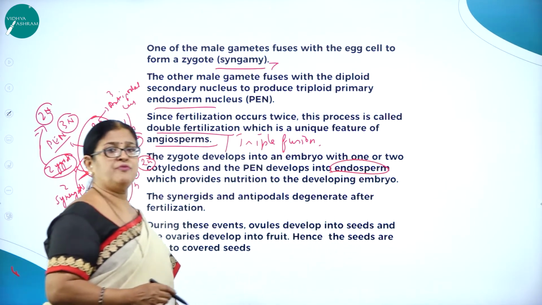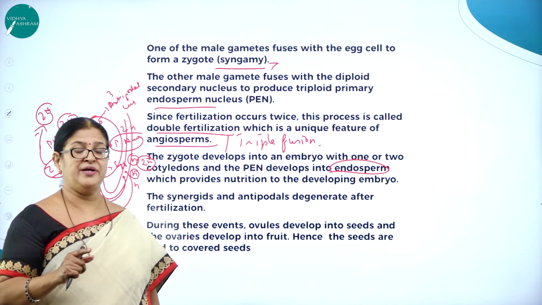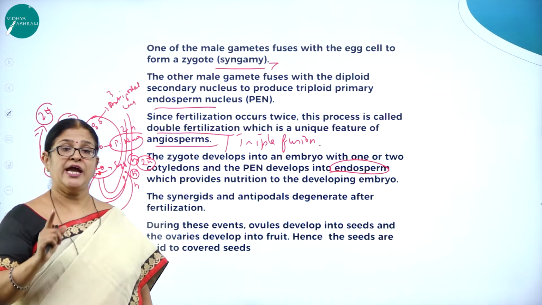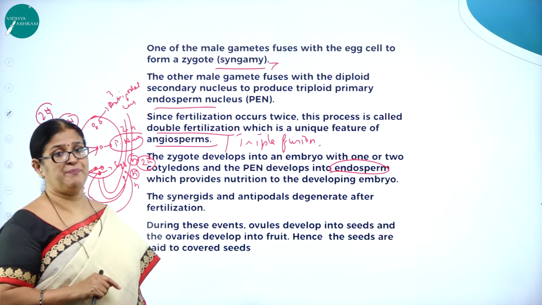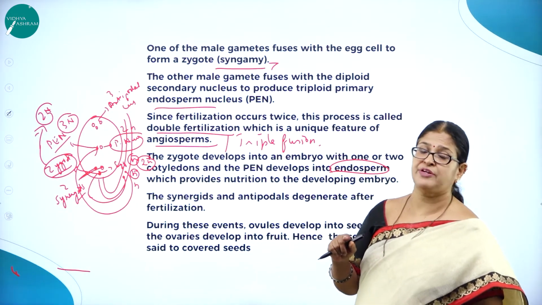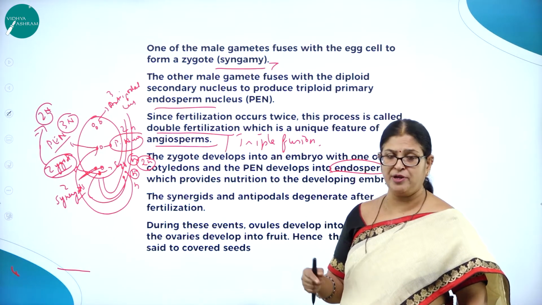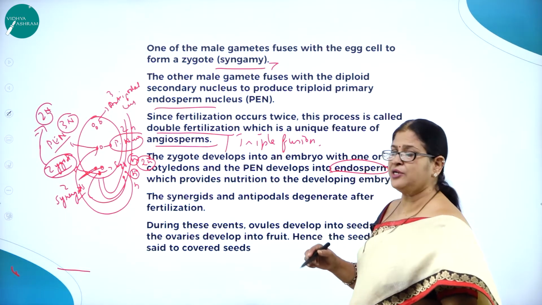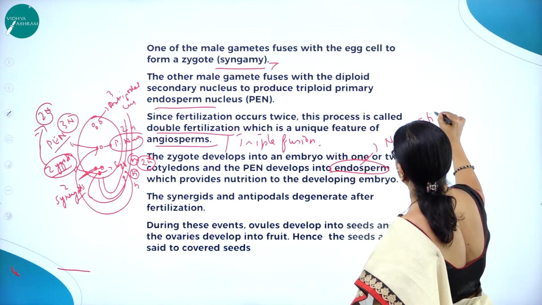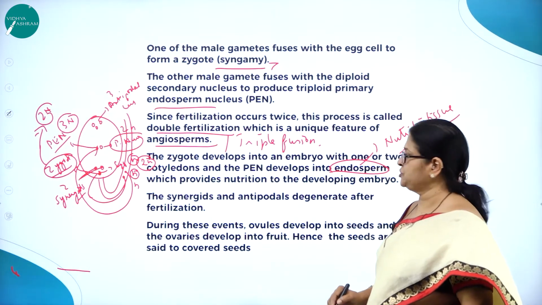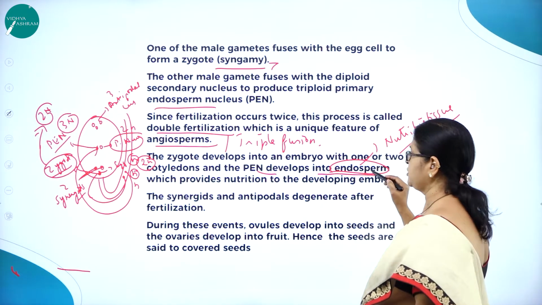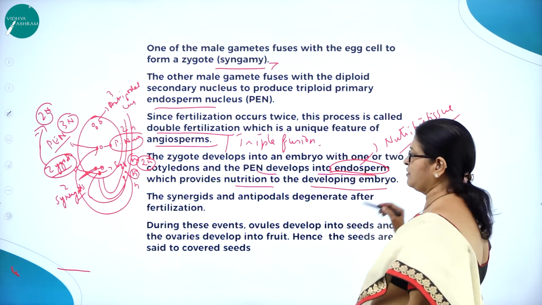The zygote will not start its development until it makes sure that some amount of endosperm is produced. Why? Because endosperm serves as the nutritive tissue for the developing embryo. It will make sure that the endosperm is formed first. Then later the development of the embryo takes place, and for embryo development it requires what? Nutrition, and that nutrition is provided by the endosperm. So the zygote develops into an embryo with 1 or 2 cotyledons, and the primary endosperm nucleus develops into endosperm, which provides nutrition to the developing embryo.